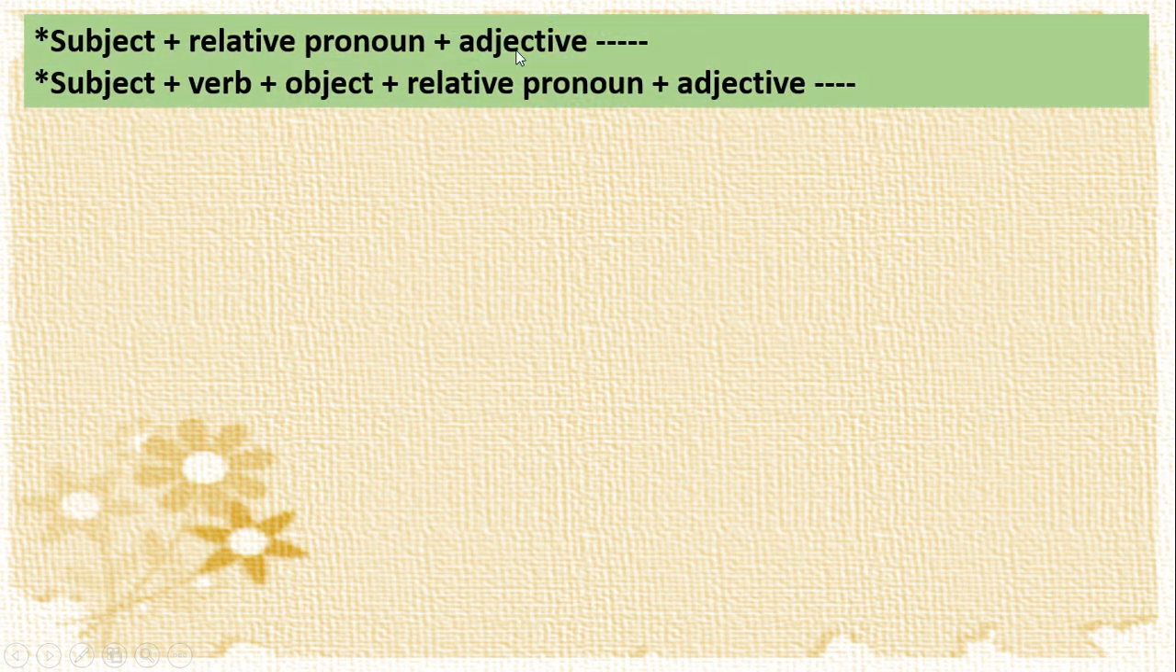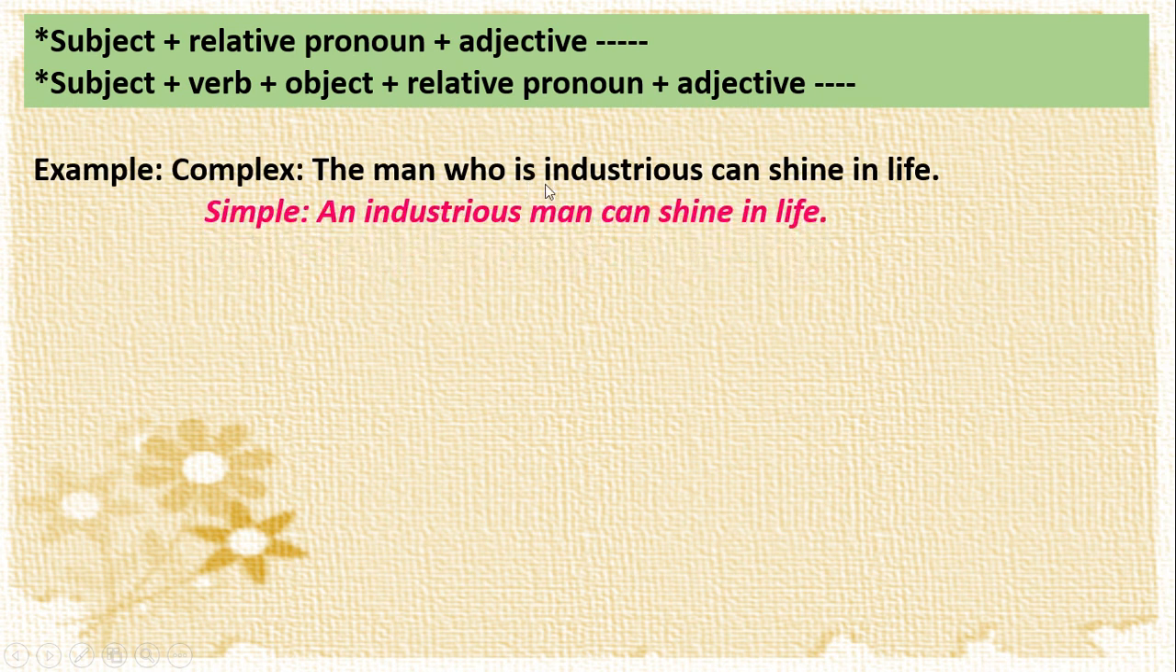If there is an adjective after the relative pronoun, then how will we convert them into a simple sentence? We will see now. That is subject plus relative pronoun plus adjective, or subject plus verb plus object, then relative pronoun plus adjective. Let's see the example. The man who is industrious can shine in life. Subject plus relative pronoun, then the adjective is given here.